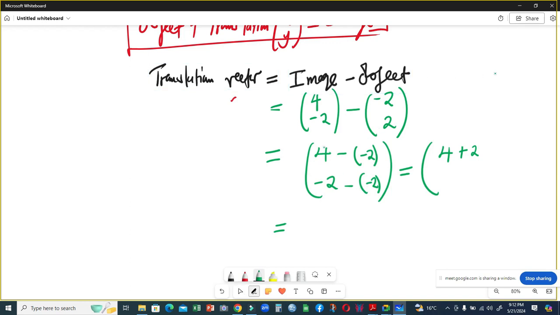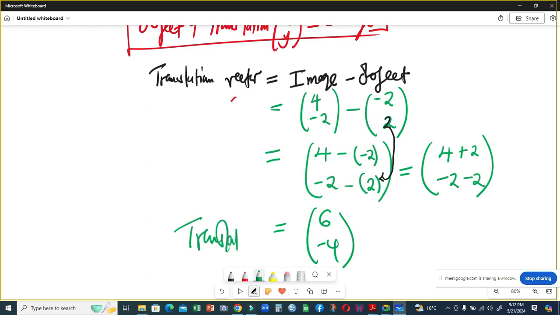And then, sorry, I've made a mistake here. I don't know whether you have seen. On this 2, when writing it here, I've written it as a negative, but it's a positive here. So this is supposed to be a positive. So I'll remove the negative there. So this is just a 2. Okay? So we have -2 minus 2, like that. Of which 4 plus 2 is 6. -2 minus 2 is -4. So this is the translation vector.